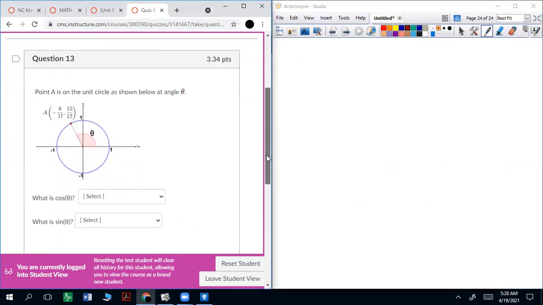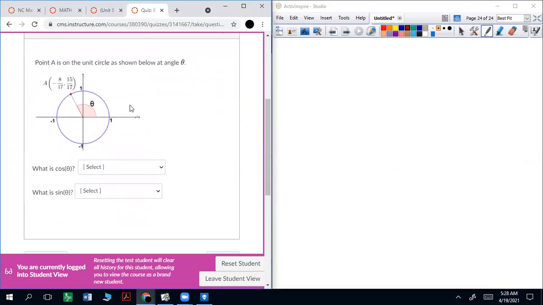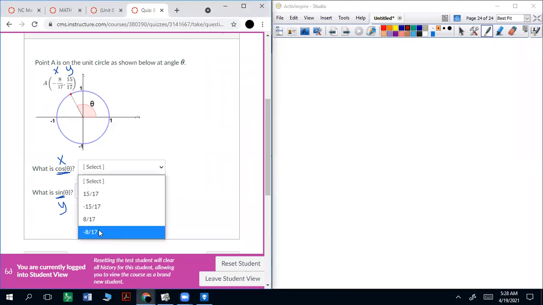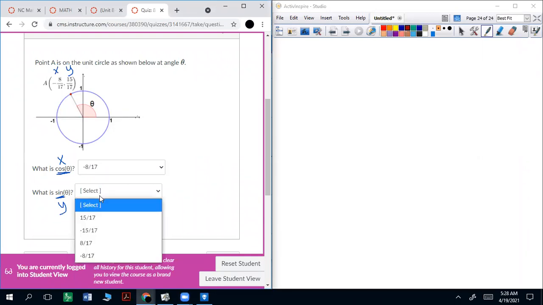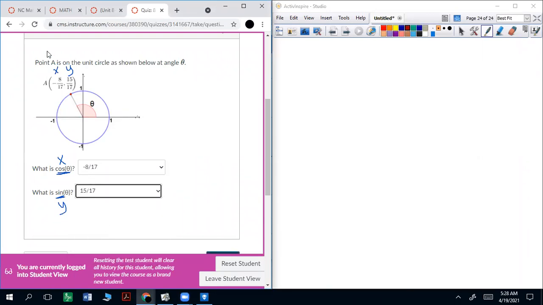Okay, next one. Point A is on the unit circle as shown below at angle theta. So I don't know the angle, and this isn't on one of the given angles on your unit circle. This is just a random coordinate. So what do we do? Well, again, cosine is the x value and sine is the y value. You're really just giving me those numbers. Cosine is going to be negative 8 over 17, and the sine is going to be 15 over 17. You're just pulling those out of the coordinate.